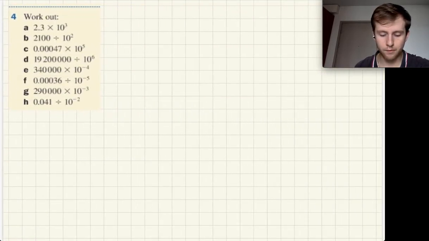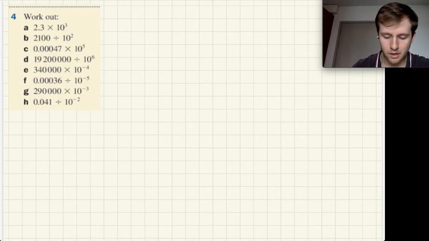Here we have multiplication by powers of 10. Okay, that's a fairly easy topic.